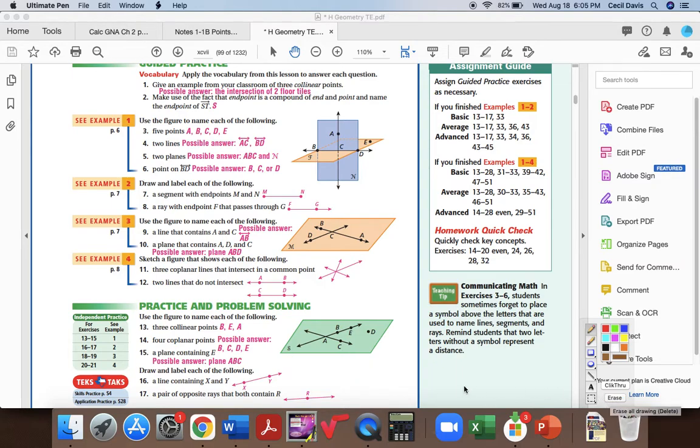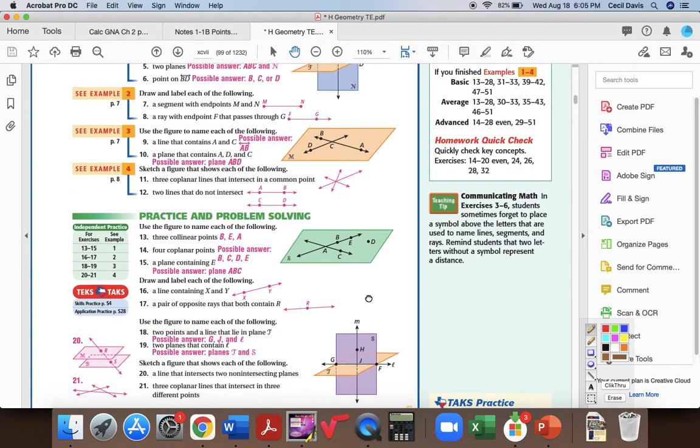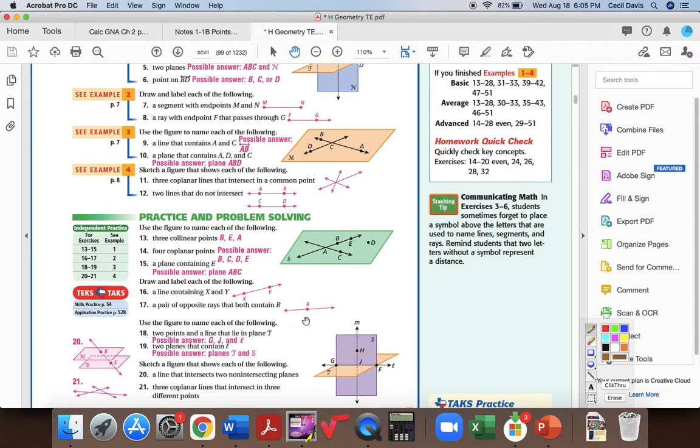All right, number 16, here's an example of a line containing X and Y. Again, the order is not important. Y could have been on the left and X could be on the right. And then number 17, again, I threw you to the wolves here a little bit. A pair of opposite rays that both contain R.